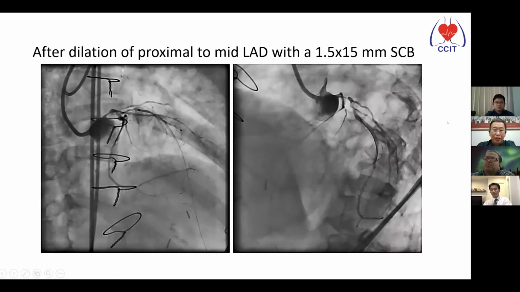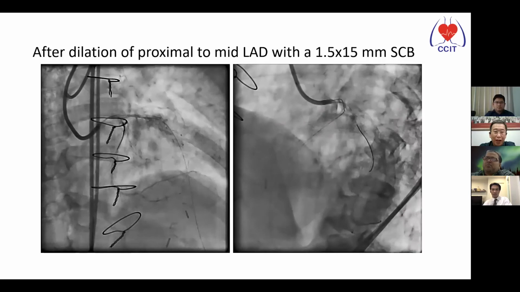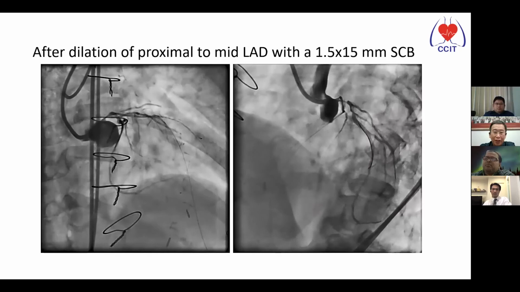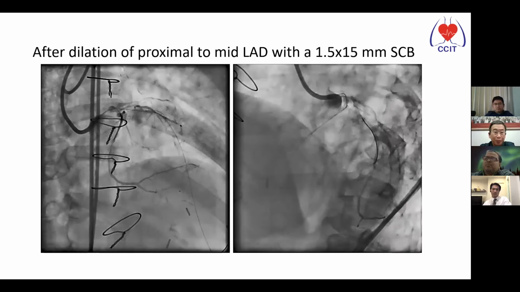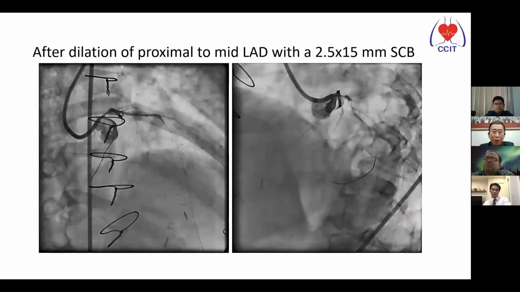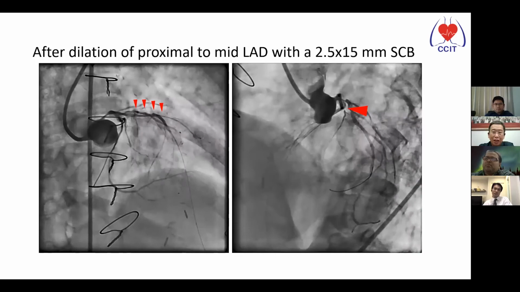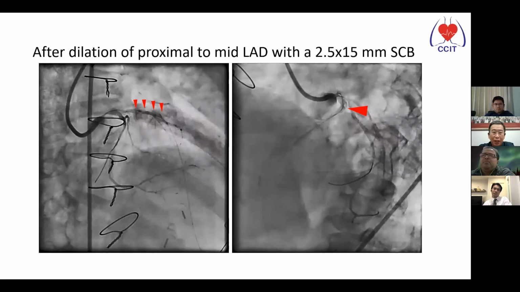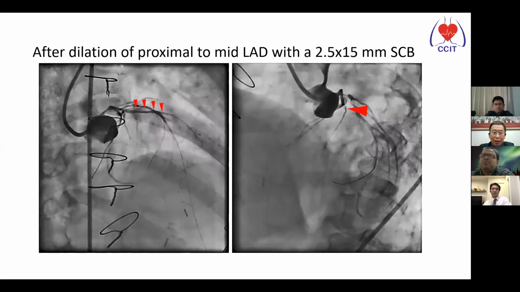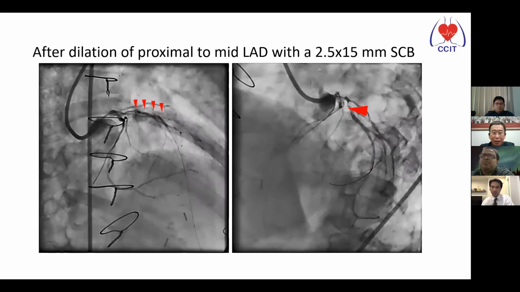After that, we start to dilate this LED with a small balloon, the 1.5 by 15 Tazuna balloon. And then we can see some antegrade flow come back. But the LED size is quite small. Then I continue to dilate it with the bigger balloon, the 2.5 by 15. However, some dissection occurred after the balloon dilatation. The pressure I use is only about 14 atmospheres, so it looks like that is not quite hard. But in some parts along the way, we can see that the calcification is quite difficult to dilate.